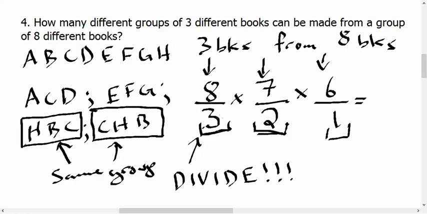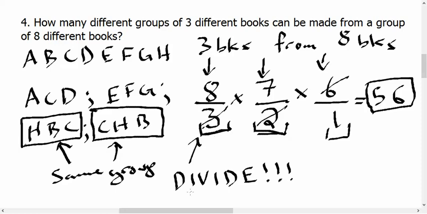Okay, so what's really lovely about combinatorics problems is that you can cancel a lot. So I can cancel the 3 and the 2 with the 6. And I'm going to end up with 56 right over here. Excellent. Right. So let's think about that once again for a second.